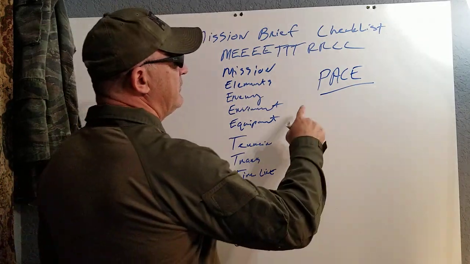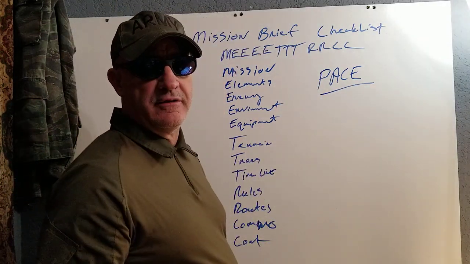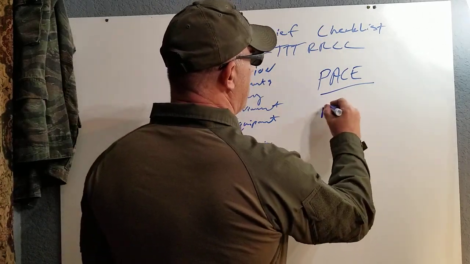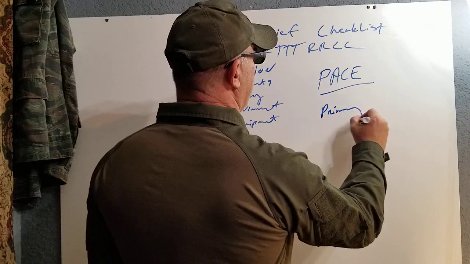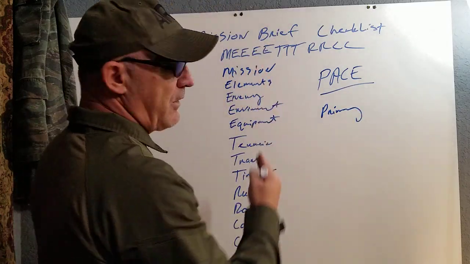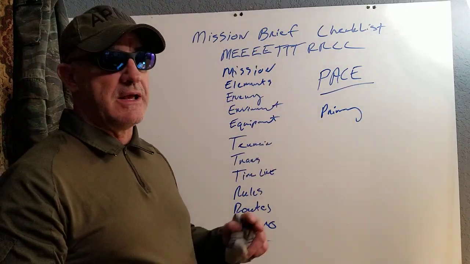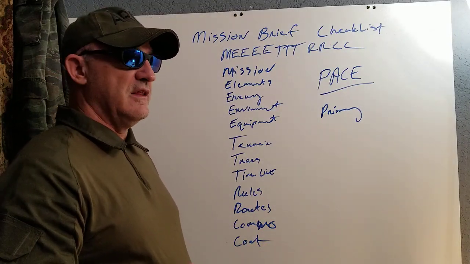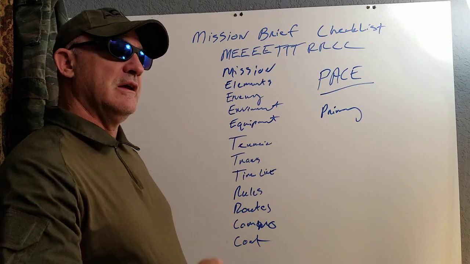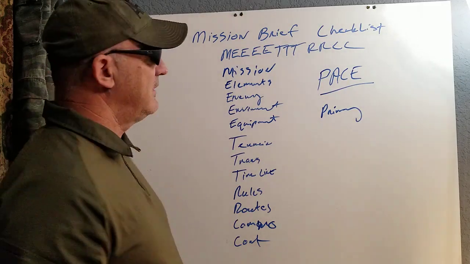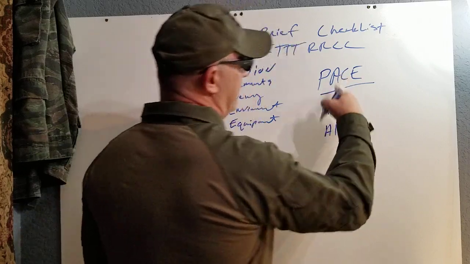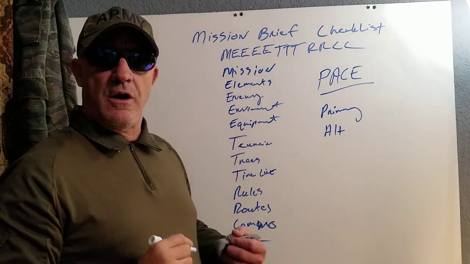Well, PACE means when you plan anything, you plan it to 4 deep levels. And the first level will be your primary. So this would be our primary plan. If we make a plan and we're going to do this mission with these people, with this equipment, at this time, and so on. But if that doesn't work out, then we need to have an alternate plan. So PACE, alternate.